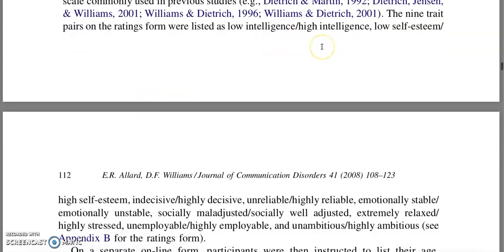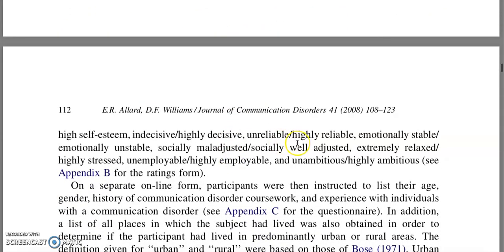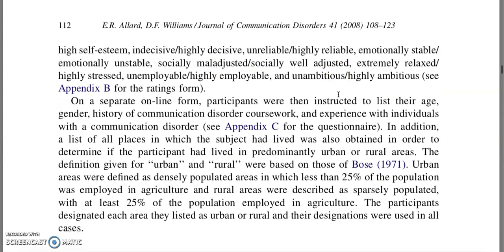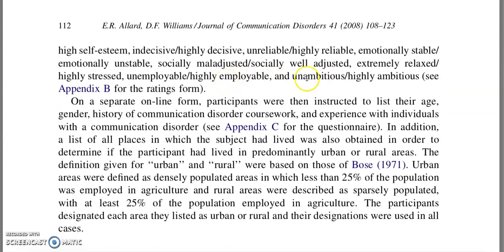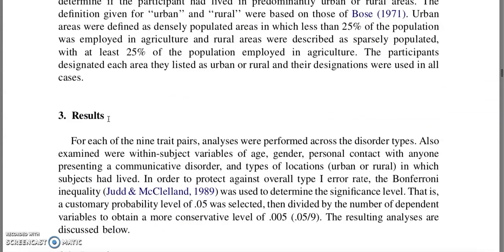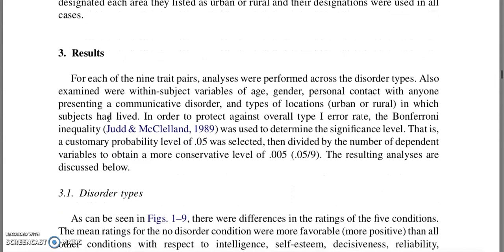We have intelligence, self-esteem, decisiveness, reliability, emotional stability, social adjustment, relaxed versus stressed, employability, and ambitiousness. So those are the characteristics that people are evaluating. And then they are also listing those demographic information points that were listed in previous studies. So that is the background of how this is being done. There is obviously no treatment or intervention in this particular study because they're not working with a particular patient group with language disorders, right? So then we get into the results.